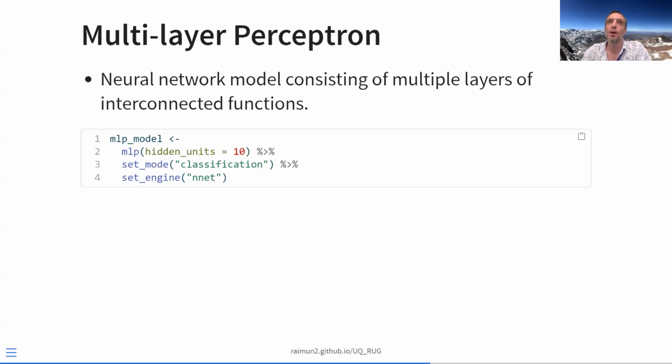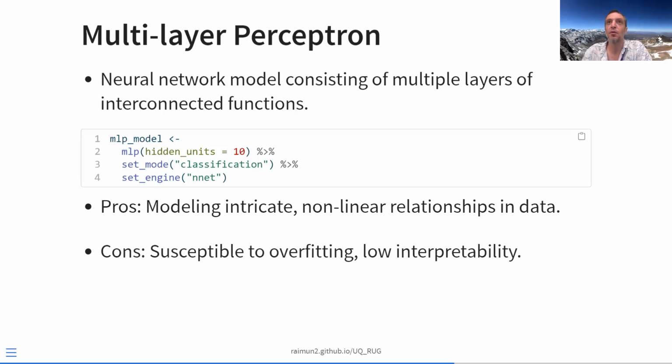So in this case, we were talking about shallow neural networks with only 3 layers and 1 hidden layer. Here in the parameter, we are defining the number of neurons in the hidden layer, and I define it as an arbitrary number. Now it's 10. You can tune that parameter later. We're also setting the mode as classification and the engine as NNet, which is a common library in R for dealing with neural networks. But as with the other models, this model can also be run with another engine.